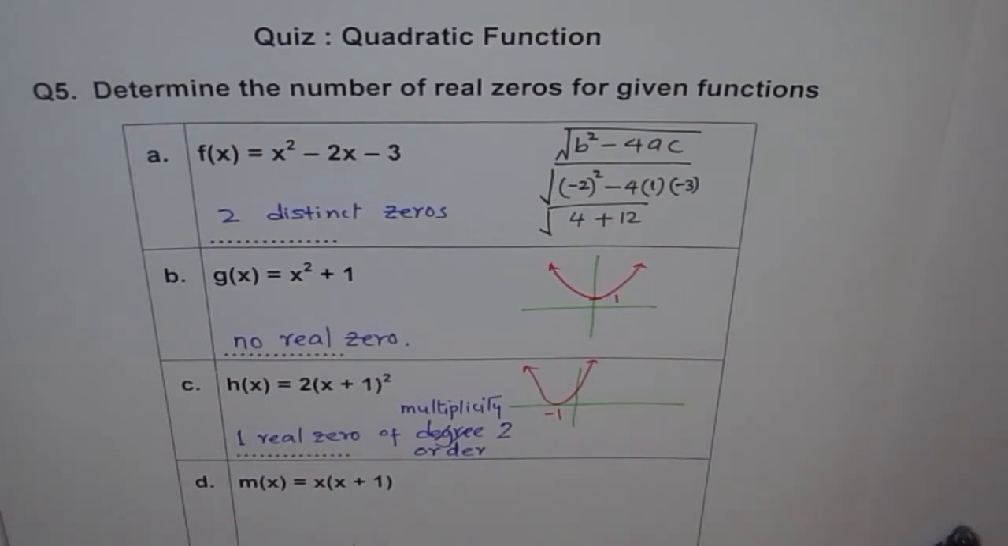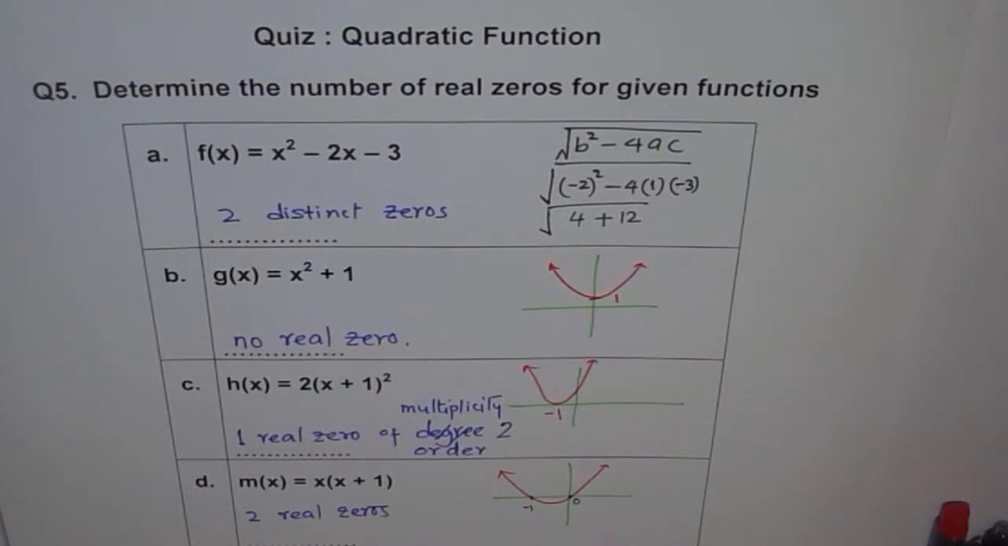Now the last one is m(x) equals x times (x plus 1). So this is given in the factored form. Here you can see zeros are at x equals 0 and x equals minus 1. So your function will be kind of like this, where the zeros are at minus 1 and at 0. And so we have two real zeros. What is the order of each? Of order 1. Multiplicity is 1.